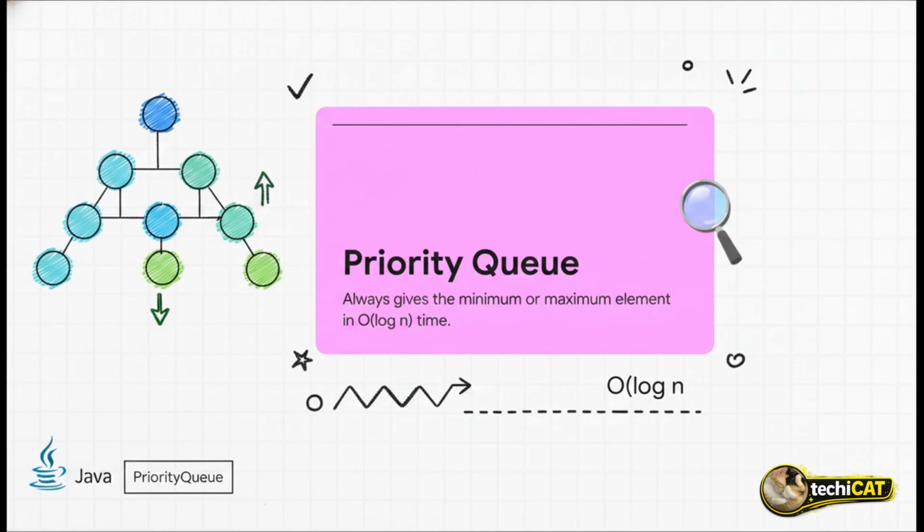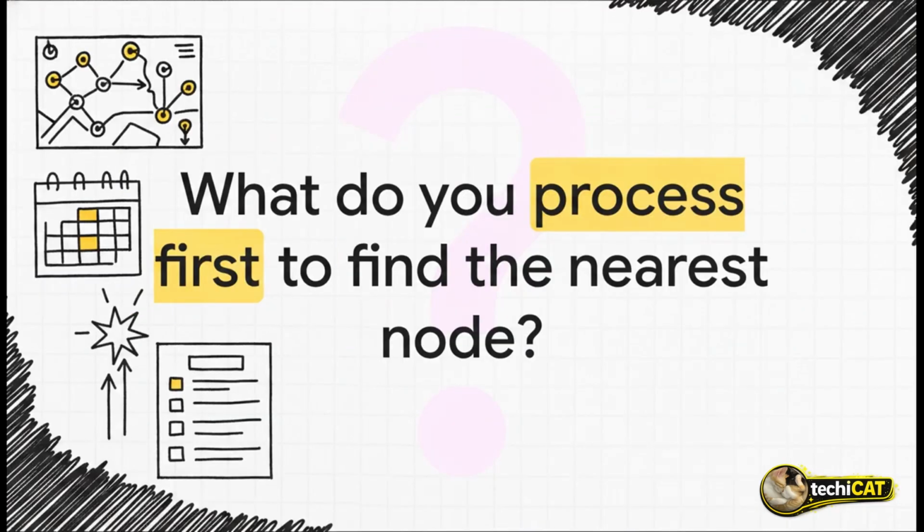Oh, and keep this fact in your back pocket. If you're using Java, it's called exactly that, PriorityQueue, and it operates as a min heap right out of the box by default. But let's step back.